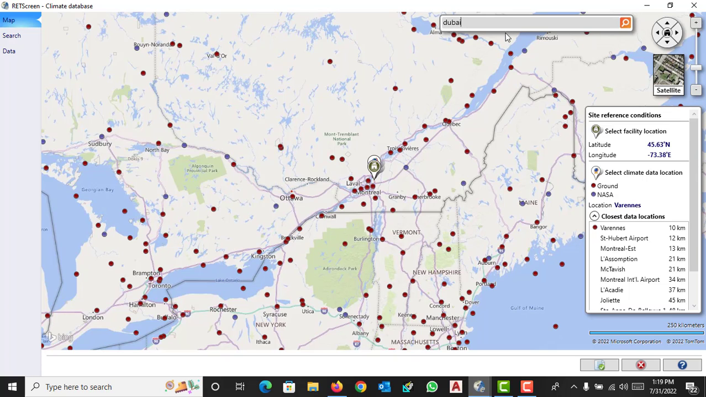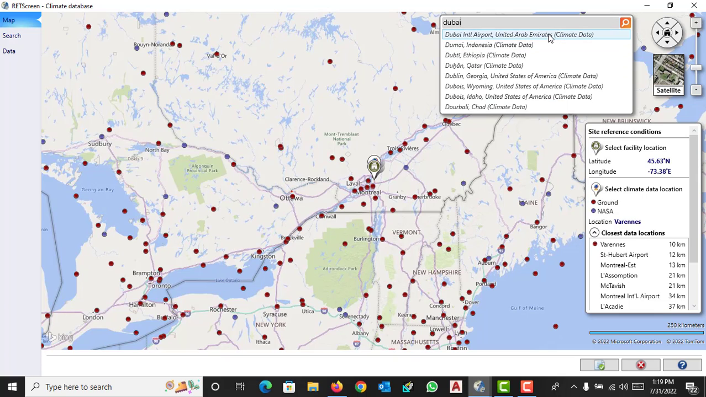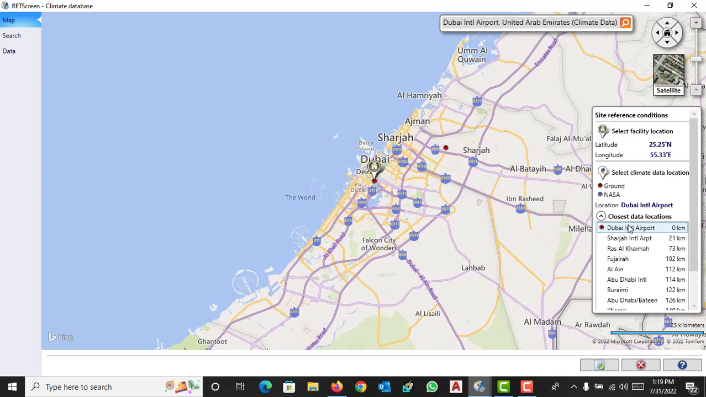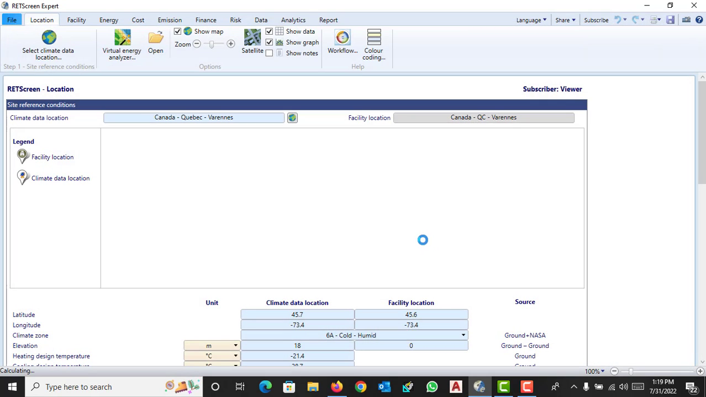Let's start from Dubai, and this is the Dubai International Airport, and just click on search. There are a lot of options here, such as Dubai International Airport, Sharjah International, Ras Al Khaimah, Fujairah, Al Ain, Abu Dhabi. So it depends upon your area. It may be Pakistan, it may be USA, anywhere. It may be India, it may be Bangladesh. So just select the location and click on this OK.